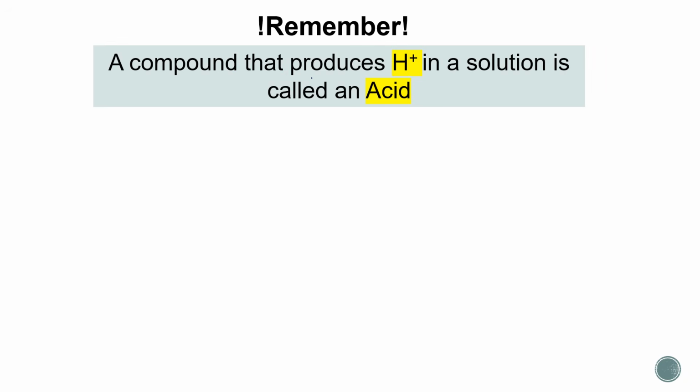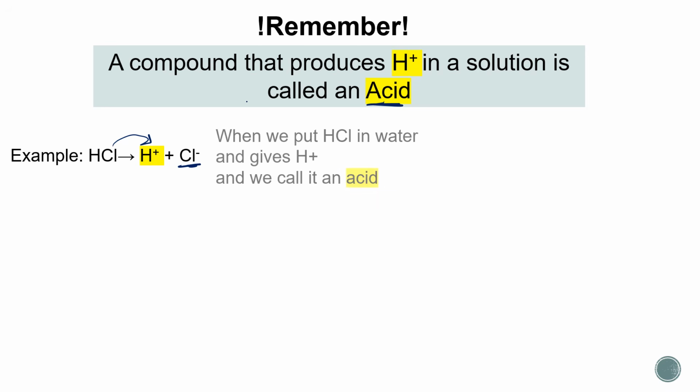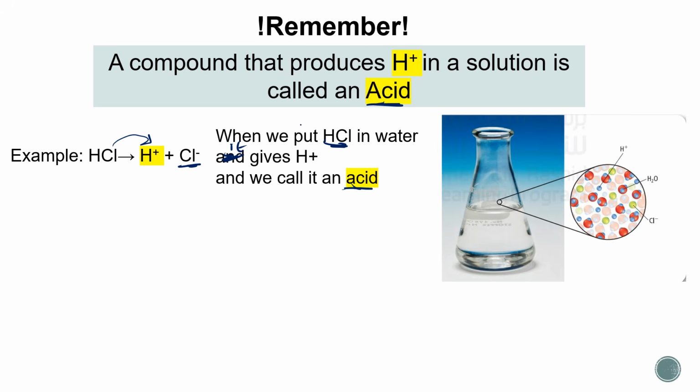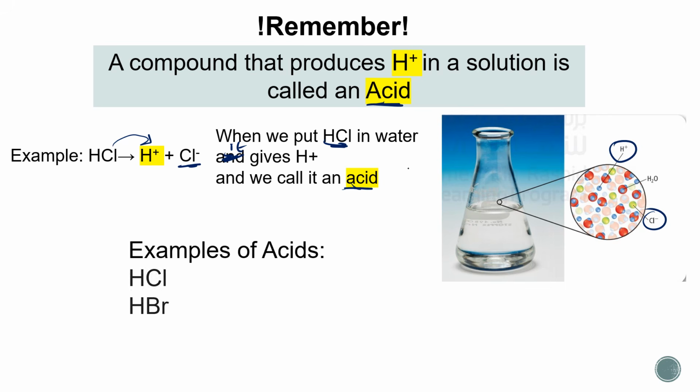Okay. So remember, a compound that produces H plus in a solution is called an acid from term 1 and from the previous few slides. So example, HCl gives me H plus and Cl minus. When we put HCl in water and gives H plus, we call it an acid. Okay. So HCl is an acid. وهذا اللي يحصل في المي انه ال HCl تتفكك ال H plus وال Cl minus. These are some examples of acids, guys. Okay, HCl, HBr, H2SO4 and so on. دائما يكون في H plus وأيون سالب.